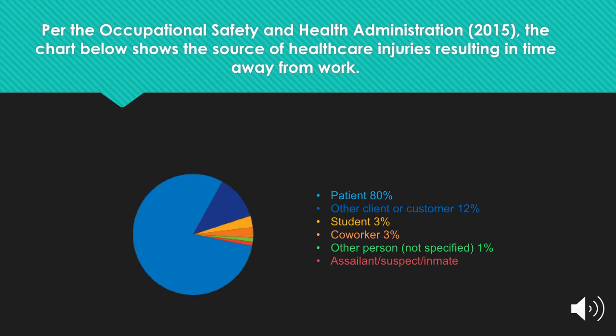The Occupational Safety and Health Administration, or OSHA, shows in the chart below that 80% of violence towards healthcare workers comes from patients. 12% is other client or customer violence, 3% from students, 3% from coworkers, other person not specified as 1, and an assailant, suspect, or inmate is a very small portion of violence in healthcare.